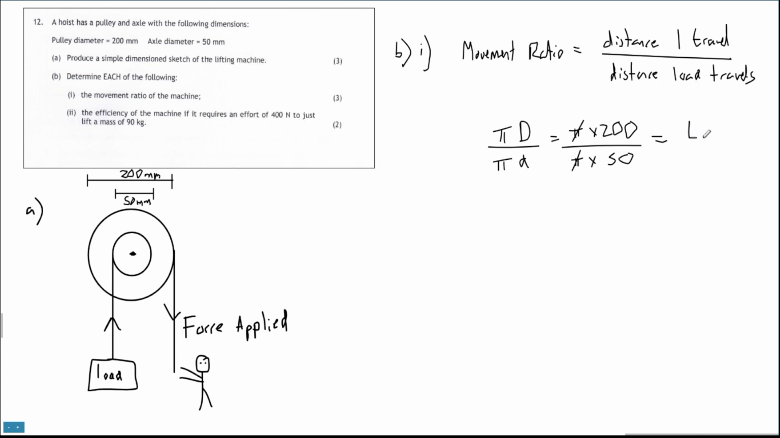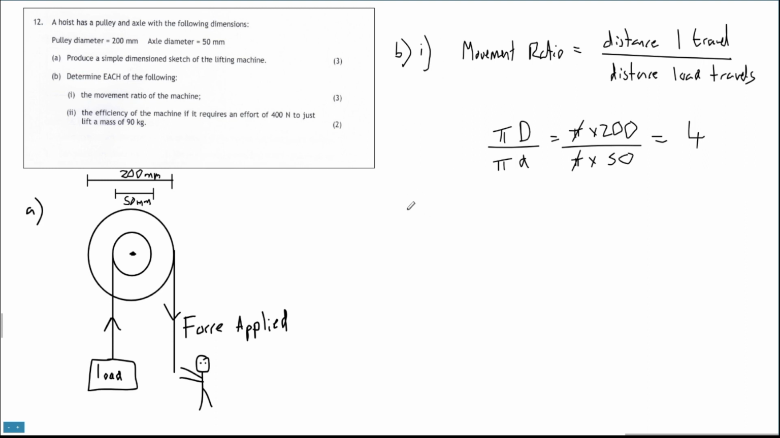So it's a 4-to-1 ratio. We don't have to write the to 1 bit. It's just implied that our movement ratio of 4 means 4-to-1. It means it's giving us 4 times mechanical advantage. It means we can lift about 4 times the weight we're applying to this thing. All right, that's the movement ratio.